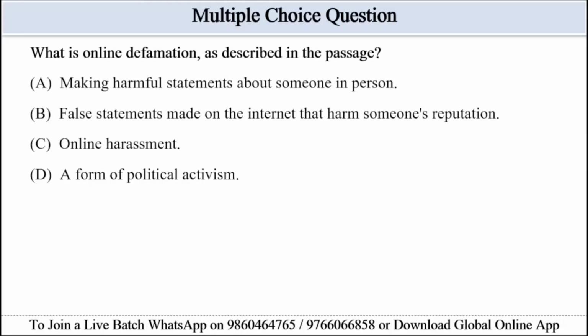Option D says a form of political activism. Political activism can involve speech but is not defamation by definition, and the passage never defines defamation this way. So option B, a false statement made on the internet that harms someone's reputation. This matches the description: online, false and damaging to the reputation. Hence option B will be the correct answer here.